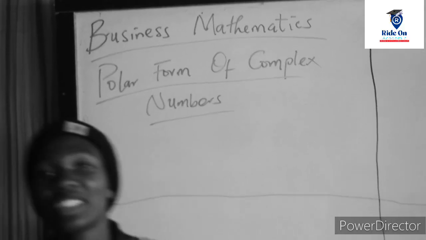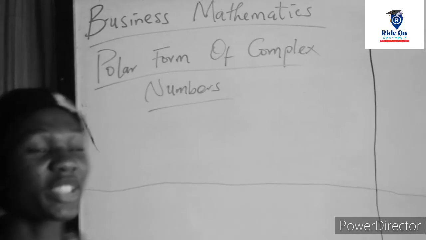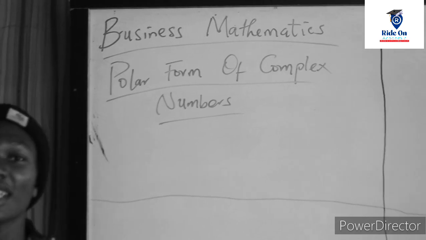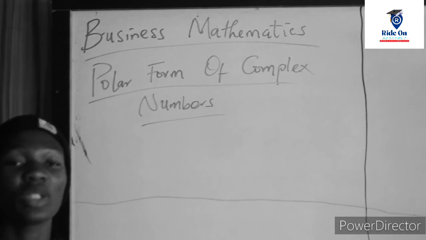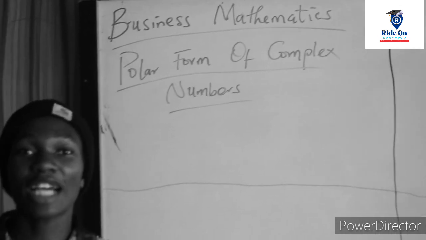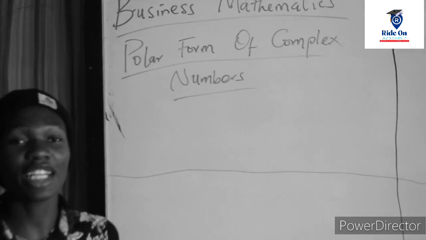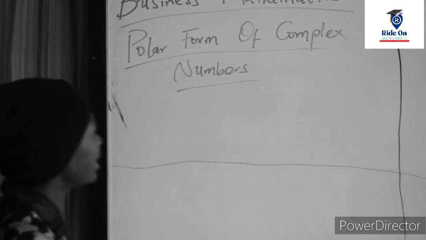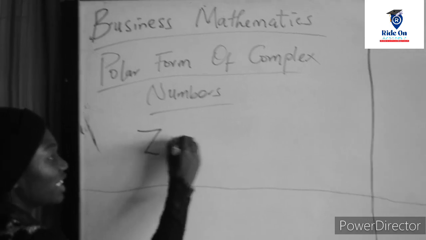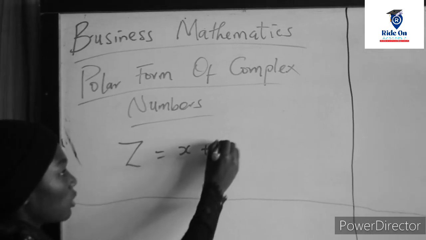Guys, this is Rydon Academia, and today we'll be looking at the polar form of complex numbers. Now, our polar form refers to a different way of presenting our complex number other than the rectangular form we have been used to. Now, this is our rectangular form, z is equal to x plus iy.